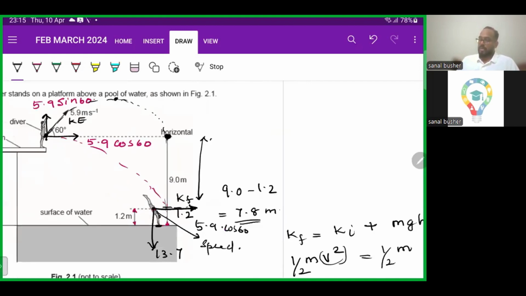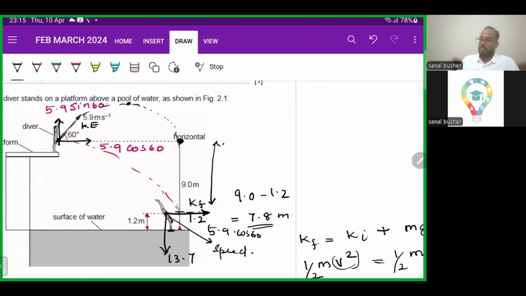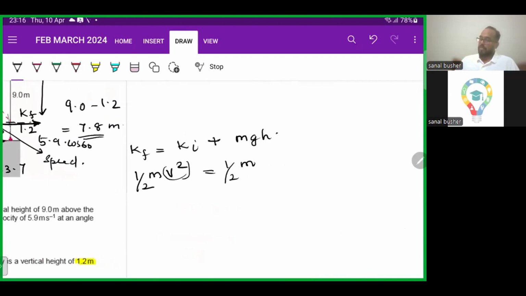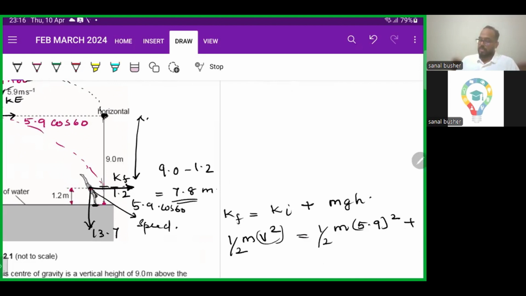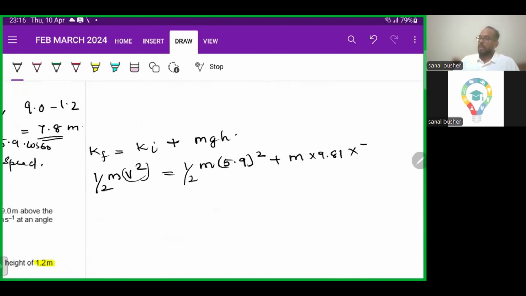What is the velocity given at this point? This one is 5.9. When it reaches here, the same kinetic energy it will attain because there is no air resistance, right? So this will be half m into 5.9 the whole square plus m into 9.81 into the height. Height is this much, the height change. Center of mass only you will calculate, right? That is 7.8 meters.